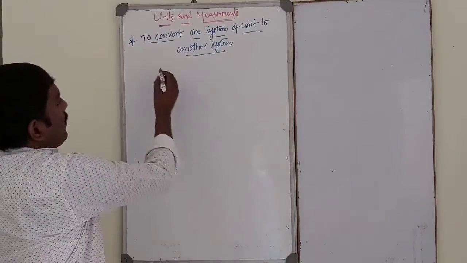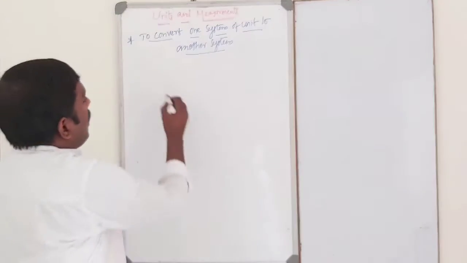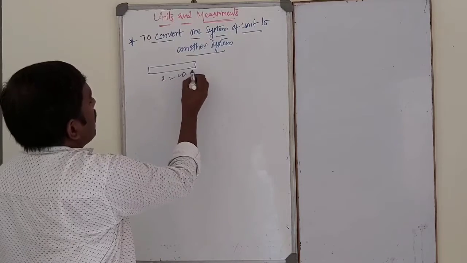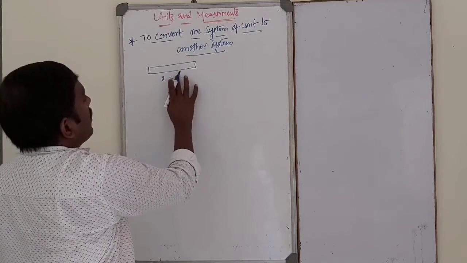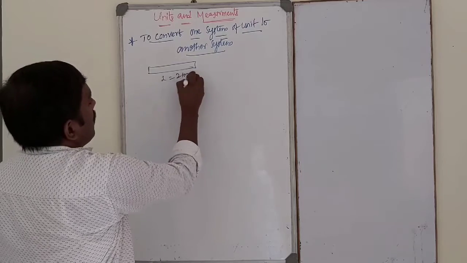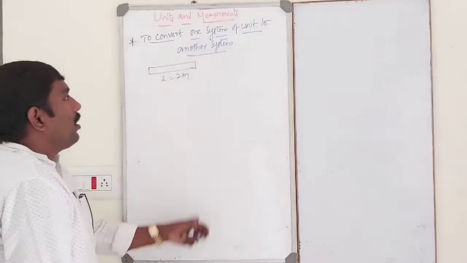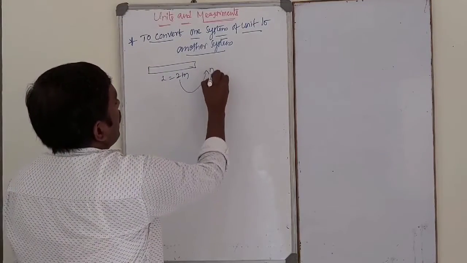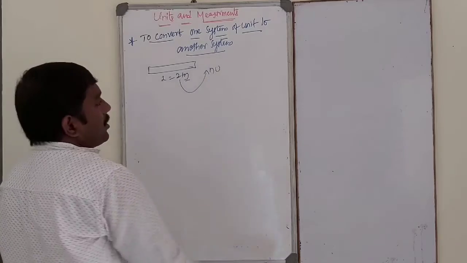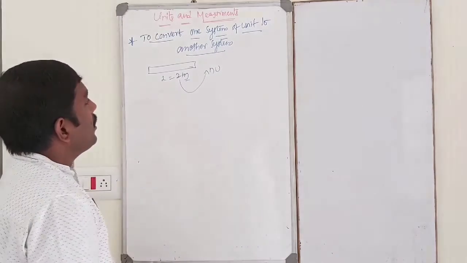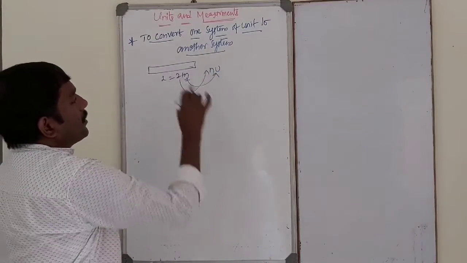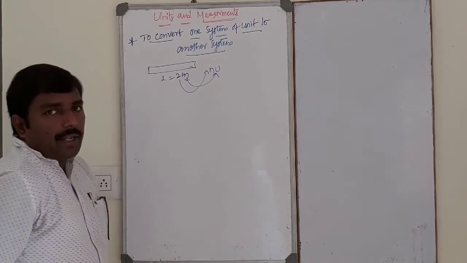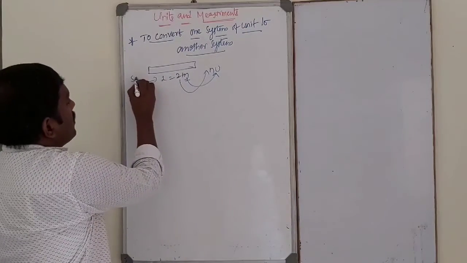See, dear students, let us consider a rod of length 2 meter. In this case, 2 is the numerical value and m is the unit. So 2 meter is in the SI system.